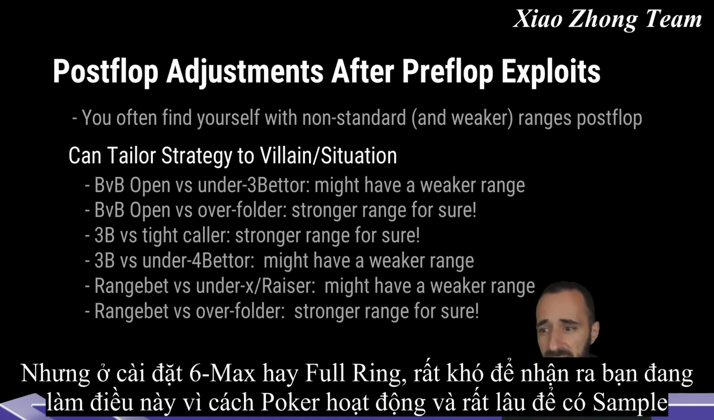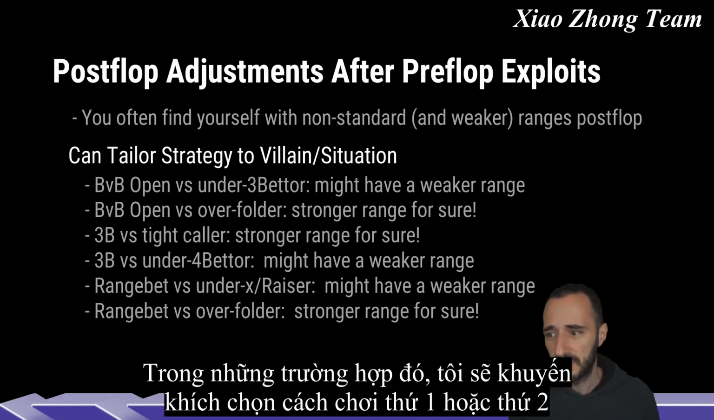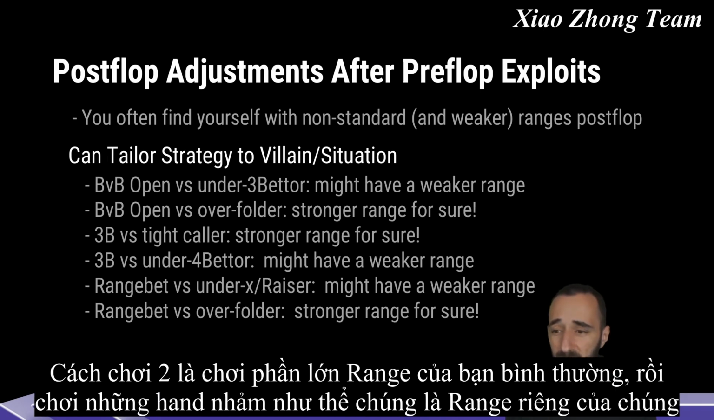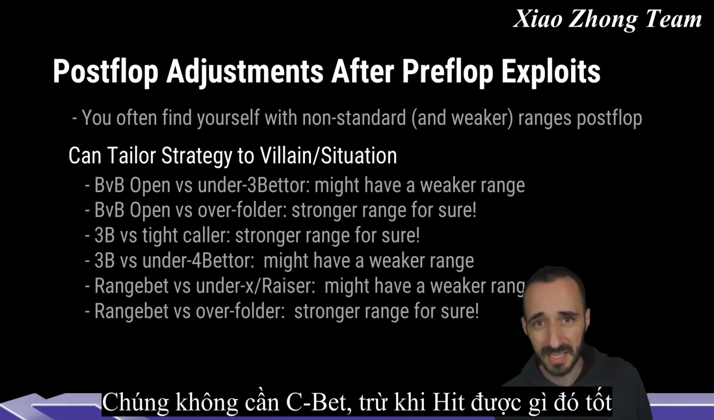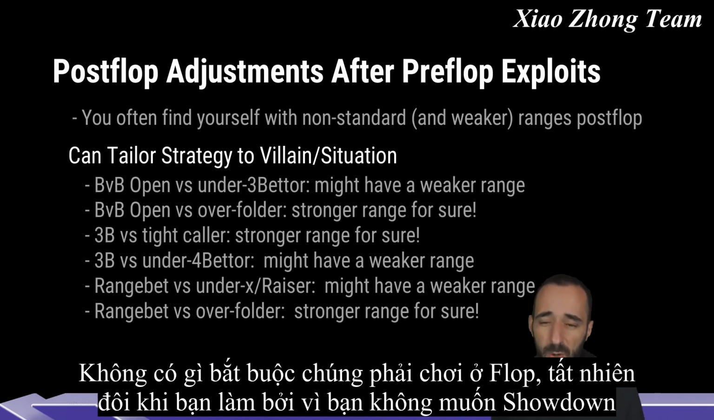But in a 6-max setting or a full ring setting, it's very tough to notice that you're doing this because of how poker works and how long it takes to get samples. So in those cases, I would recommend either the second or the third approach. The second approach would be to play most of your range normal and then play the funky hands as though they are their own range, their own world, and they don't need to c-bet unless they hit something good. There's no obligation on them to take a stab at the pot on the flop. Sure, at some point you do, because you don't want to show that you opened the hand, but no rush.